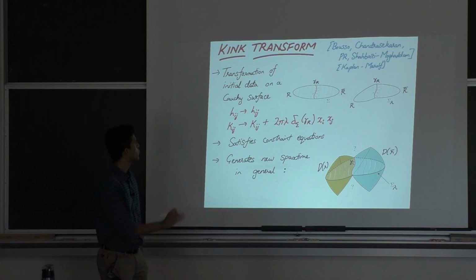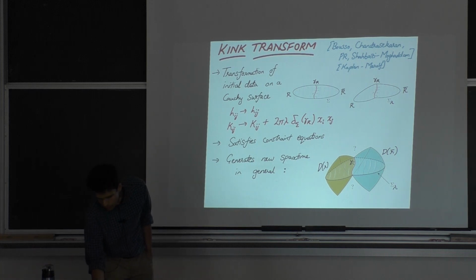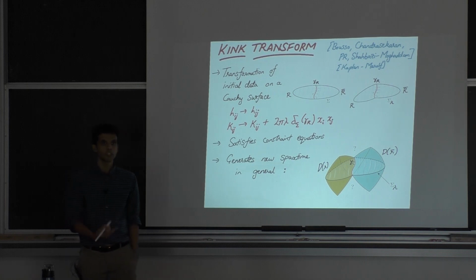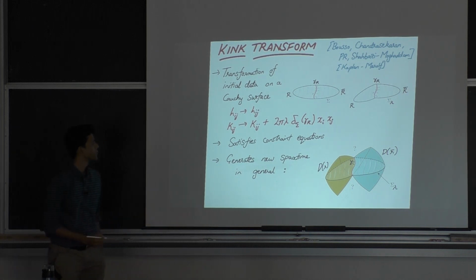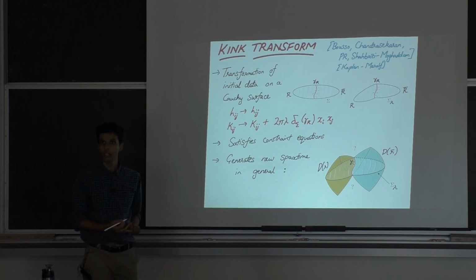If you have two regions, R and R bar, their extremal surface is here. Consider any sigma which includes gamma R and transform the initial data as follows. We keep the induced metric the same, but just change the extrinsic curvature data by a delta function, which basically creates this kink. So you go from this straight slice to this kinked slice. This is firstly a valid transformation on the initial data.